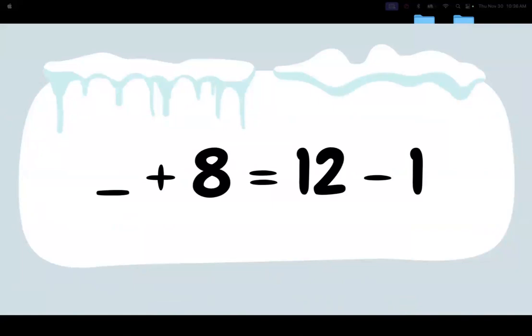So this is what it's going to look like. It's very similar to what we did yesterday, but we have to find the missing number. So to find that, we have to start with the numbers that we have. So 12 minus 1 is what?